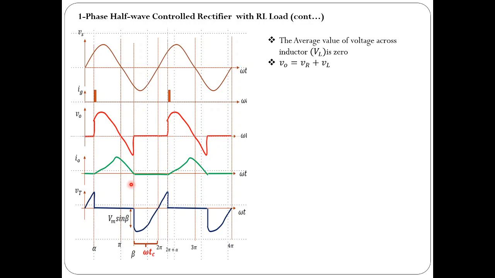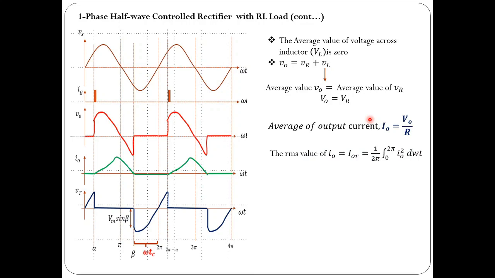And we know according to KVL, V0 is equal to VR plus VL, and the average value of voltage across the inductor is 0. So from that, the average value of V0 is equal to the average value of VR, the voltage across the resistor. So the average value of voltage across the load is equal to the average value of voltage across the resistor. From this fact we can find the average value of output current is equal to V0 by R.